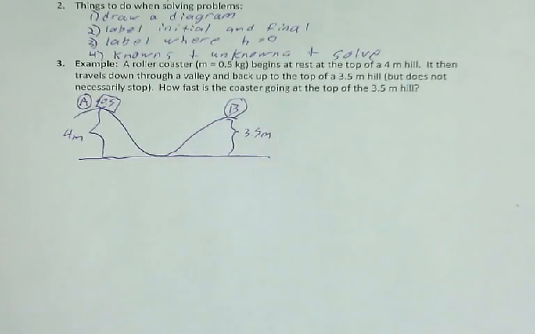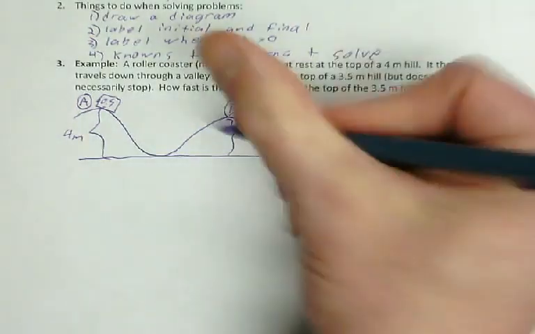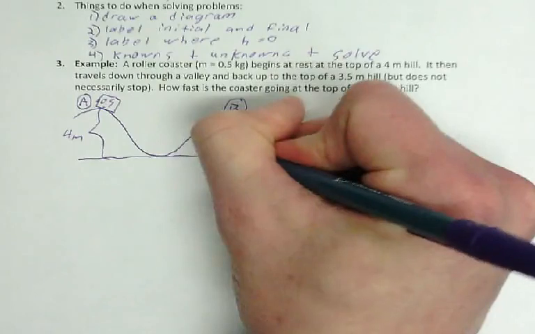Okay. Then I need to label where H is 0. Well, the place that makes the most sense to do that is the ground. So just write H equals 0 on the ground.